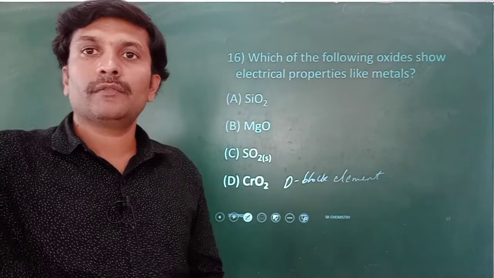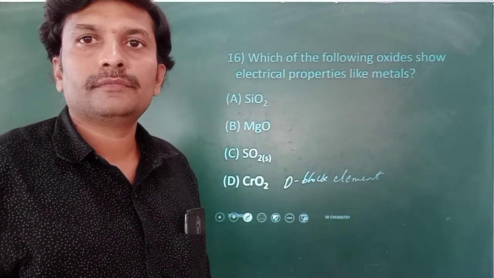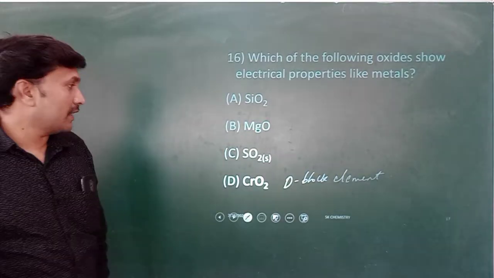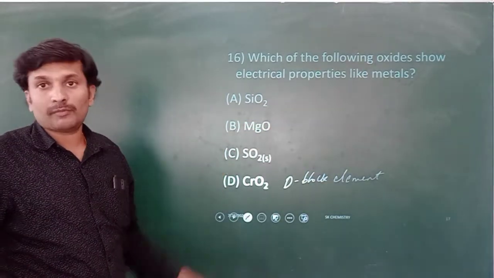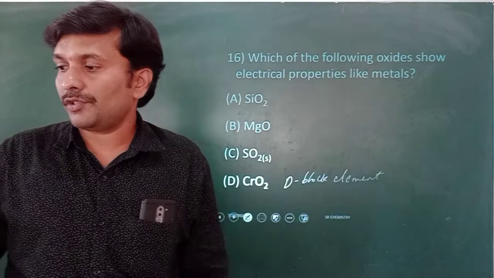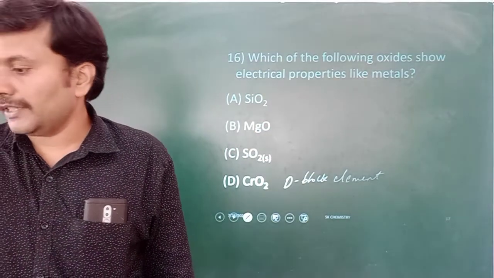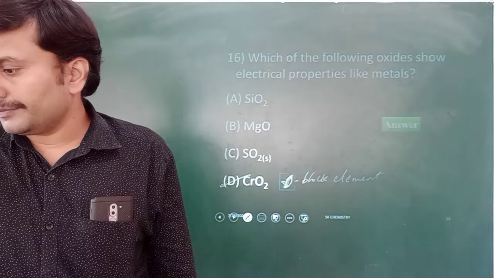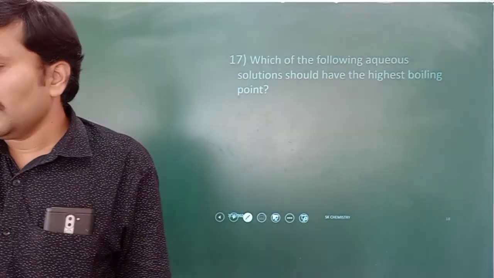Which is the one? D block. So children, for this what is the answer? D block element. So which among these is a D block element to show such property? It is D option. D option.